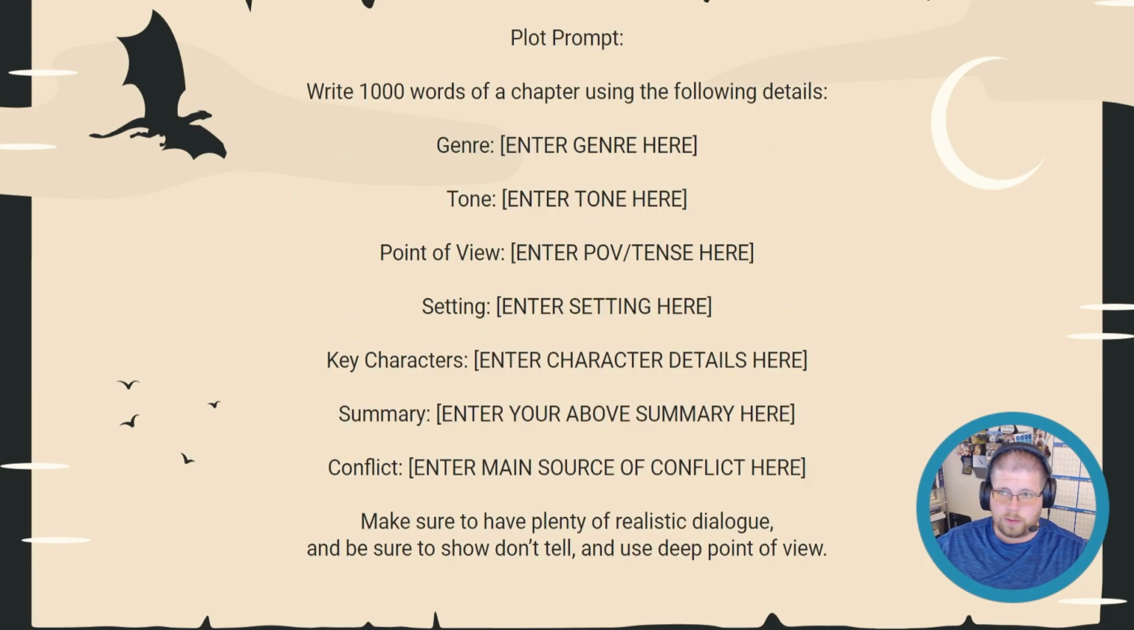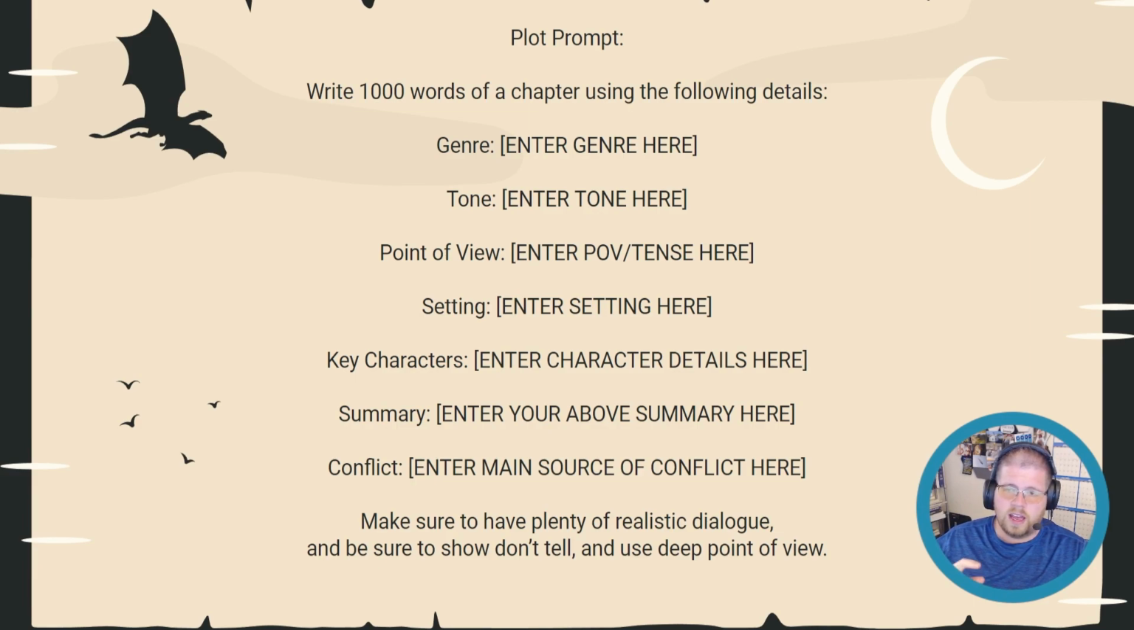Another complex prompt is this plot prompt. This is once I have all of the information that I want and I'm ready to actually start writing the prose of the novel. This is what I use. I'll say, write 1,000 words, roughly. It doesn't often get there, of a chapter using the following details, and then I'll enter the genre, the tone, the point of view, the setting, the key characters. So that'll be probably like a summary paragraph of the characters that you've developed thus far.